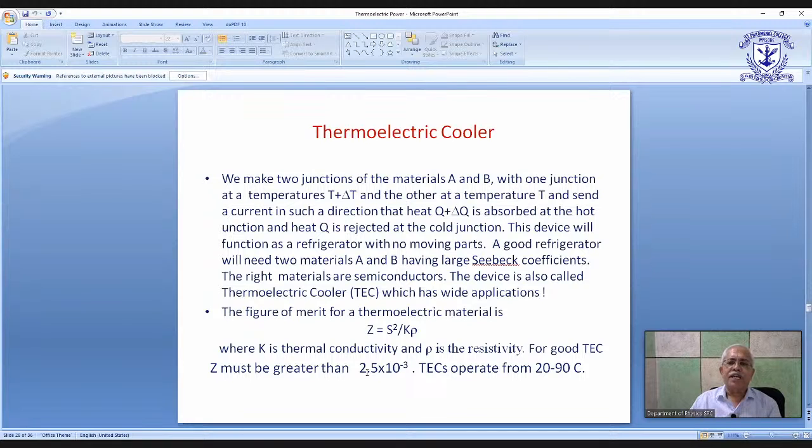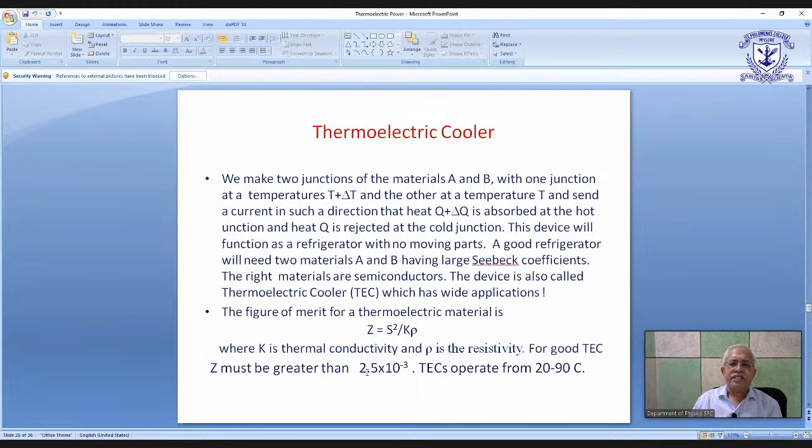What we saw was that if you make a junction between two materials, A and B, and if we pass a current through the junction, then the junction can either emit heat or absorb heat. Now what we do is we make a two-junction device with materials A and B. There are two junctions, each being a junction of material A and B, and we drive a current through this circuit.